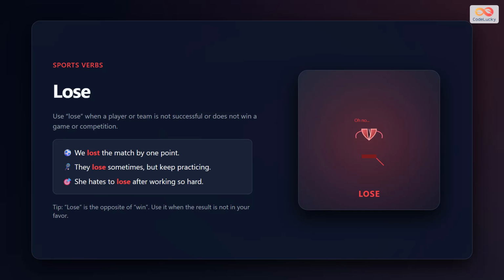The word lose means to be defeated or not succeed in a game, race, or competition. It is the opposite of win. For example, we lost the match by 1 point. They lose sometimes, but keep practicing. She hates to lose after working so hard. Losing is part of sports. It teaches effort, patience, and learning from mistakes. The important thing is to keep trying and improving, even after losing.